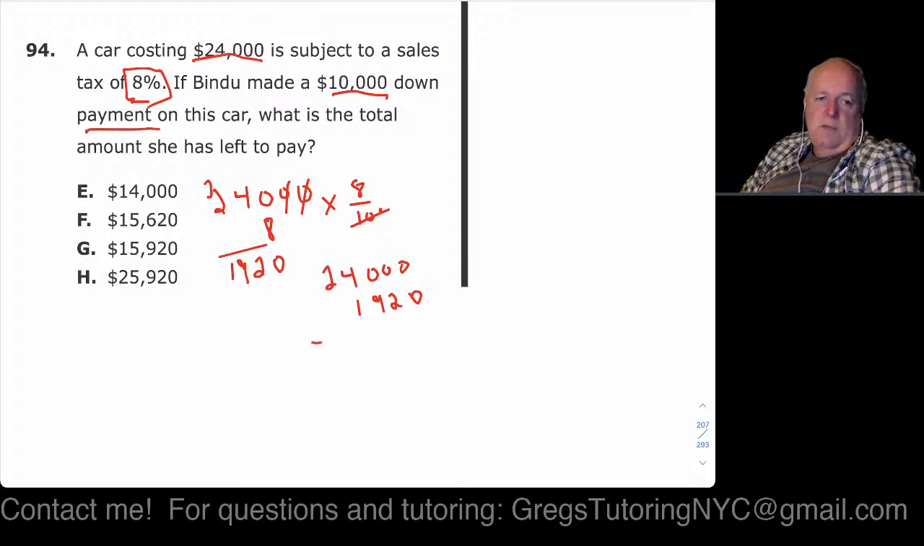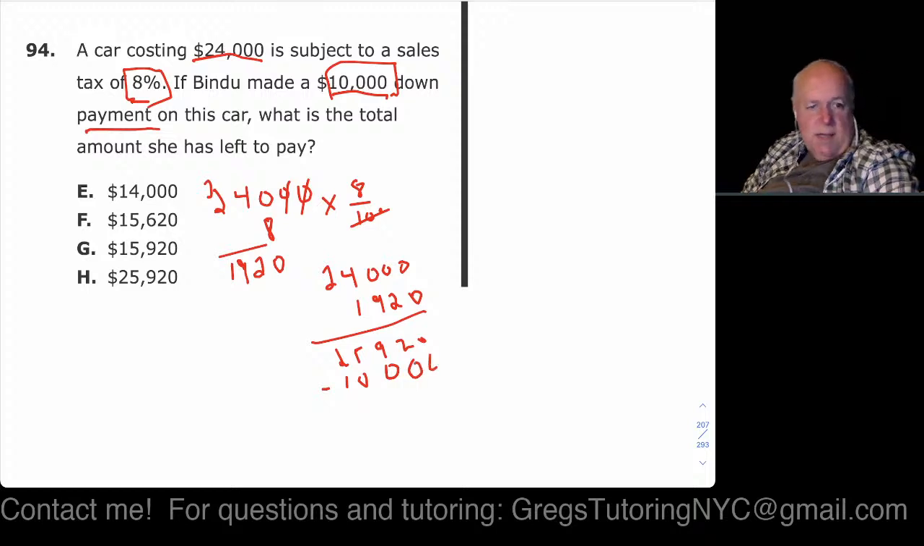So she paid 25,920. And what we need to do now is take the 10,000 because she paid that, right? She paid 10,000 down. And I'm going to double check this in a second because I want to make sure I copied and did the quote simple math right. 0, 2, 9, 5, 1. So that's 15,920. Okay, which should be G.